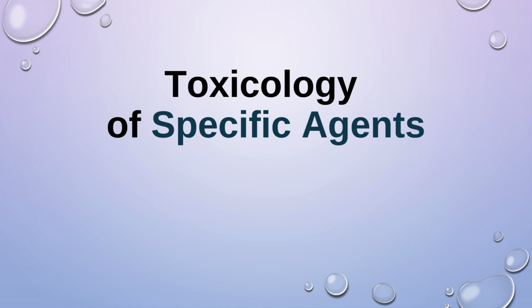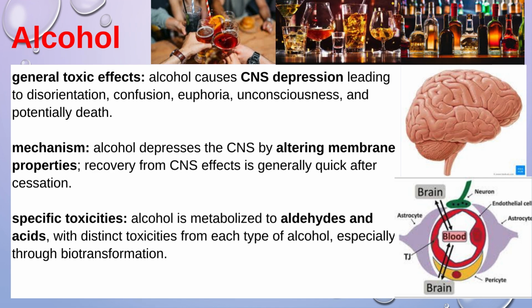We also have the toxicology of specific agents. So let's start with alcohol. I'm just wondering why some people drink alcohol, knowing that the general toxic effects of almost all alcohols will always be seen as depression that can lead to confusion, euphoria, unconsciousness. Whenever you are drunk, your inhibitions are lost. So somehow you are no longer coherent and you are disoriented.